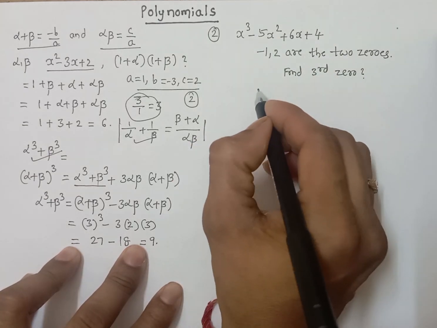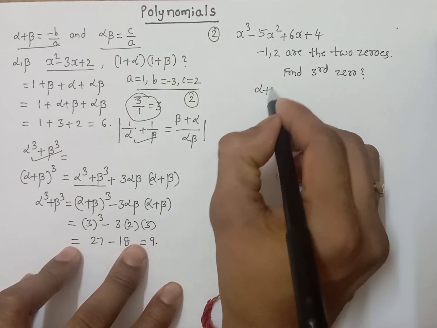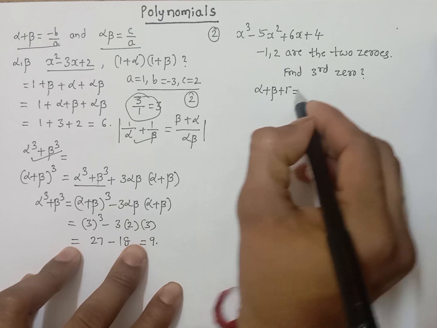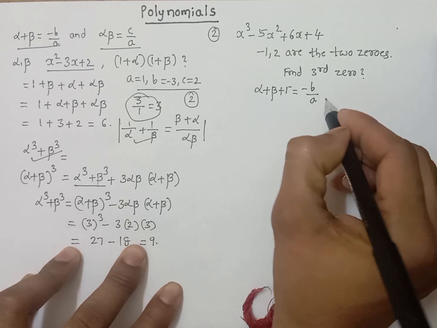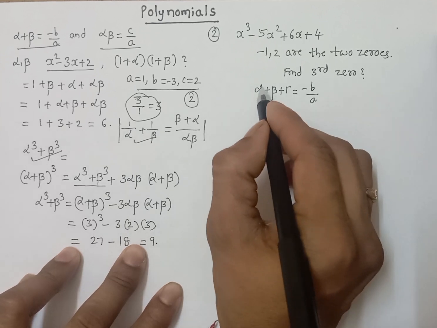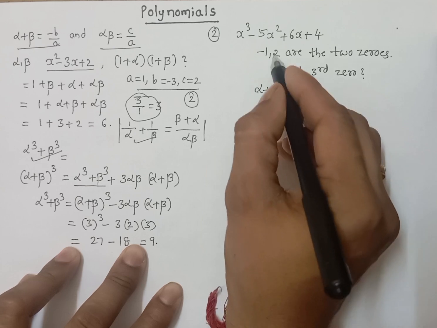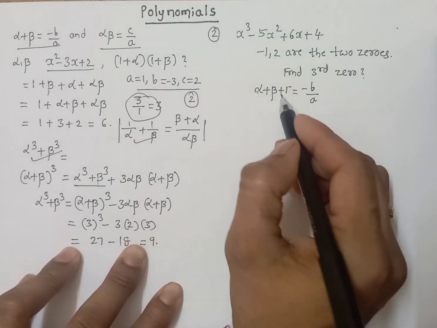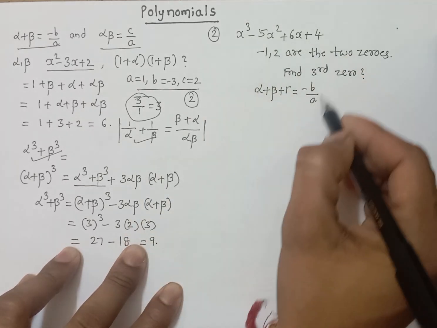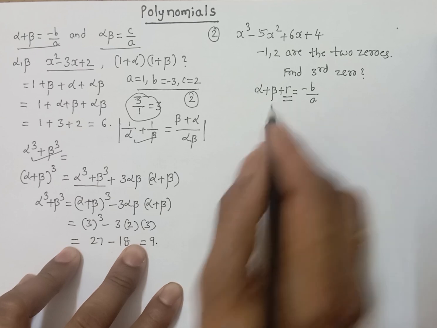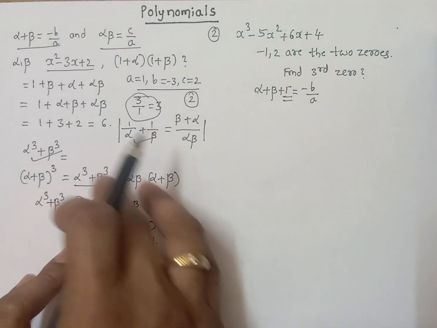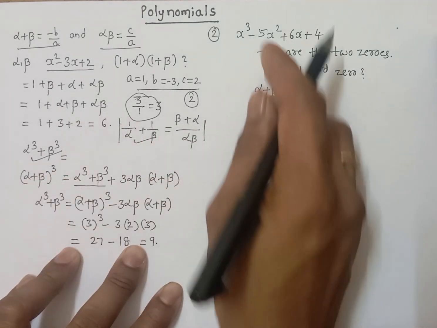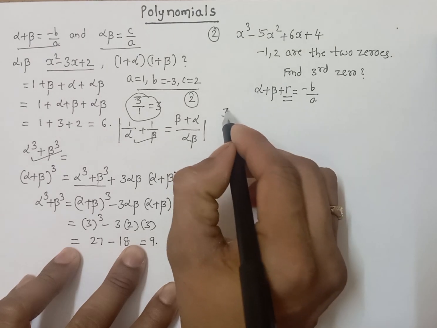For this also we'll have one relation, that is alpha plus beta plus gamma equals minus b by a. So in this we already know alpha and beta, two zeros are known to you, and the a, b, c values are also known to you. So we can find the gamma value easily. Same way like this. Okay, I'm not giving the total solution, I'm going with another type.